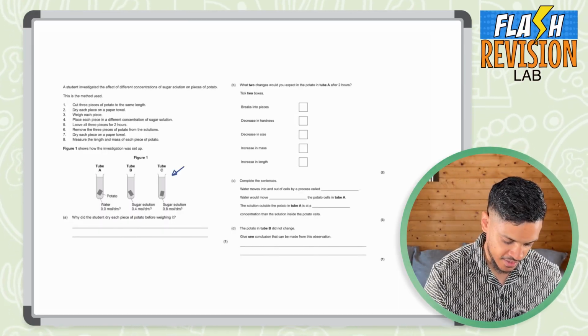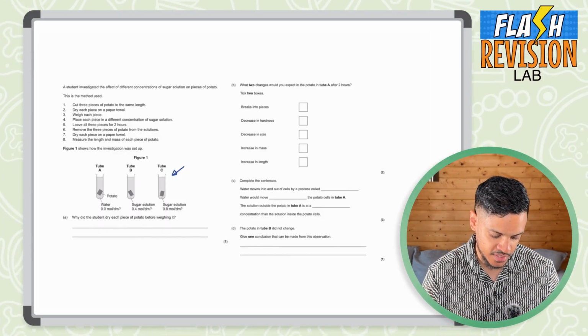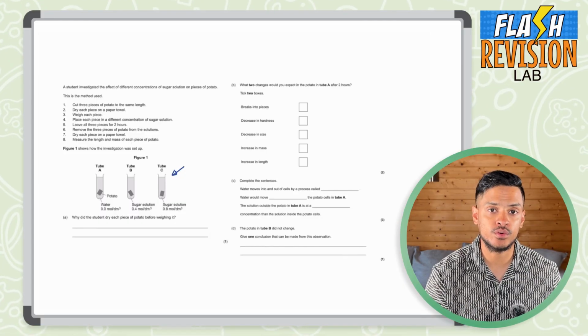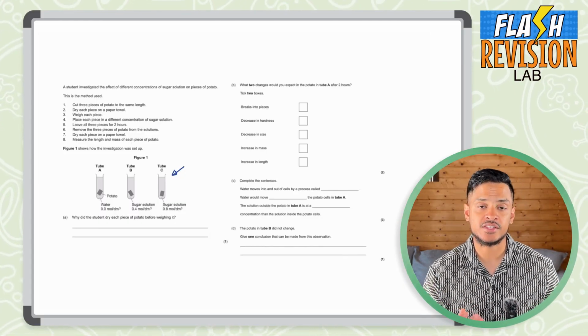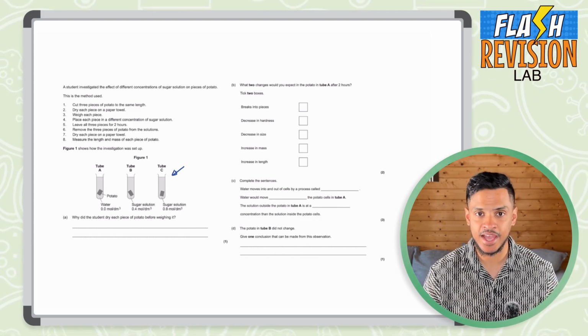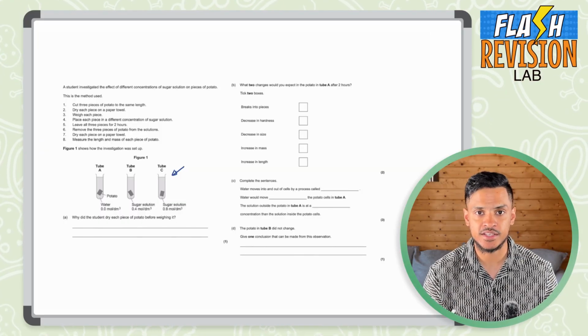So we've got a diagram here, figure 1. Why did the student dry each piece of potato before weighing it? These potatoes are going to have water on them, especially when you take them out of the solution, and that's going to add to the mass. It's going to make the measurements less accurate. So you need to pat them dry with a paper towel to remove the excess water.